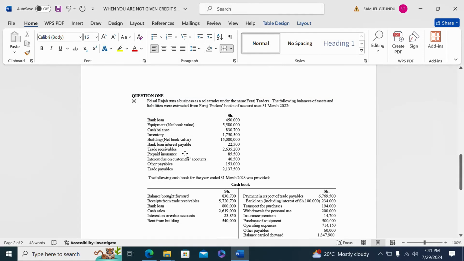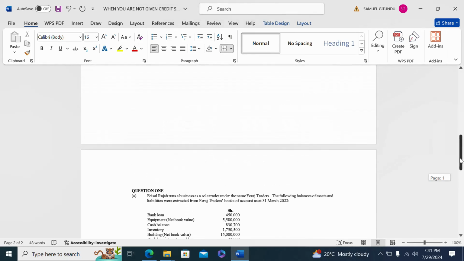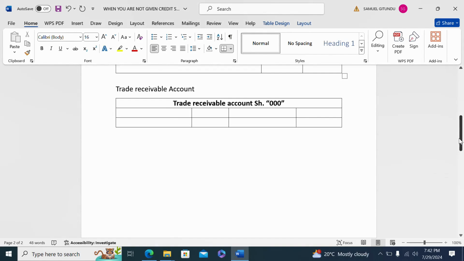If you go to the trade receivables, you can see that the trade receivables at 1st March 2022, the balance brought down, is 2,635,200. So we will come to the trade receivable account and say that the balance brought down of the trade receivables is 2,635,200.